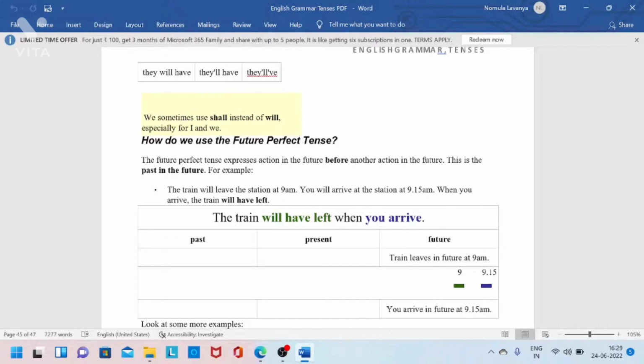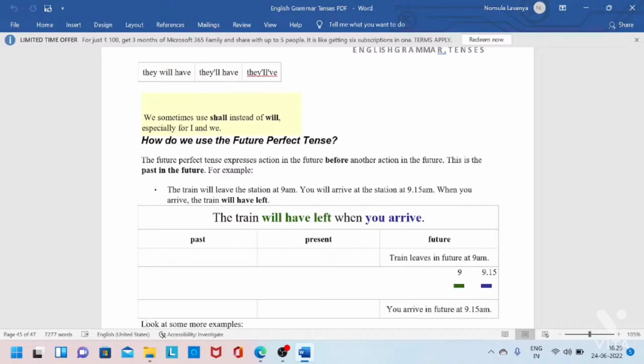So the train will leave the station at 9 a.m. You will arrive at the station at 9:15 a.m. When you arrive, the train will have left. Sorry, the train will have left when you arrive. So it means that by the time you come to the station, the train might have left us, right? The train will have left when you arrive.